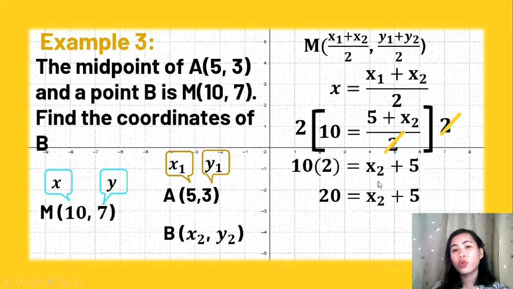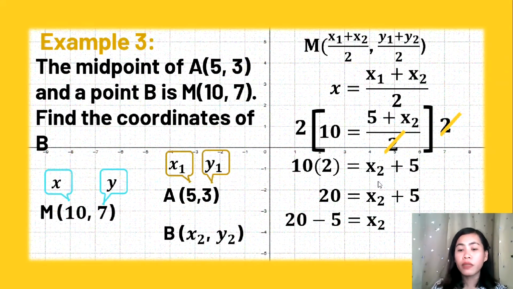Then, simplify. We have 10 times 2 is 20 is equal to x sub 2 plus 5. Then, to find the value of x sub 2, transpose 5. So, we have 20 minus 5 is equal to x sub 2. And our x sub 2 is 15.